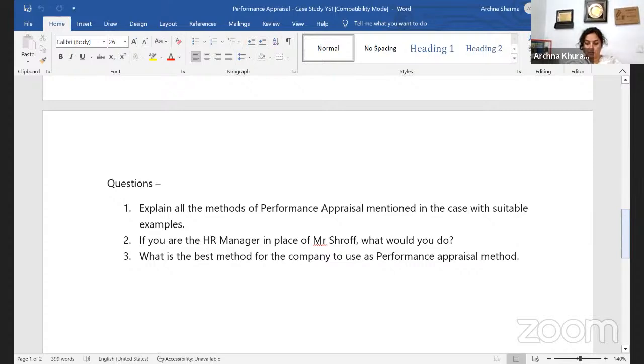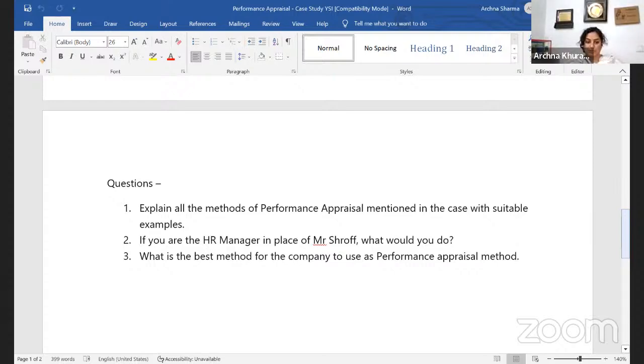Anjali, anything from your side? Yes, ma'am. If I were in the place of HR, then I'll choose a fair and unbiased method first of all, and then the 360 method also, because if we focus on all dimensions of somebody's performance, then we can evaluate that in a good manner. And if we are bias free in our work, then we can examine someone's work easily. So these two will be my methods to judge anyone.